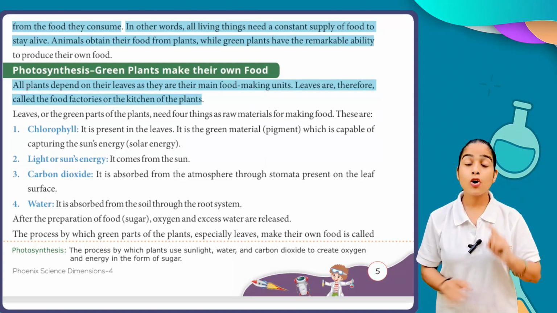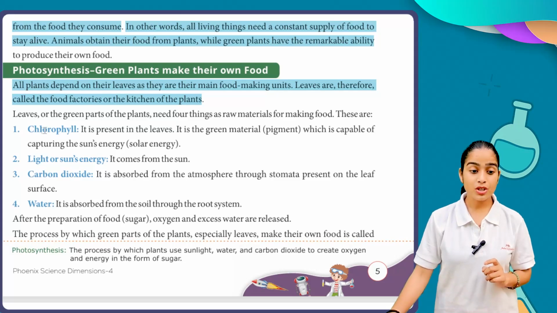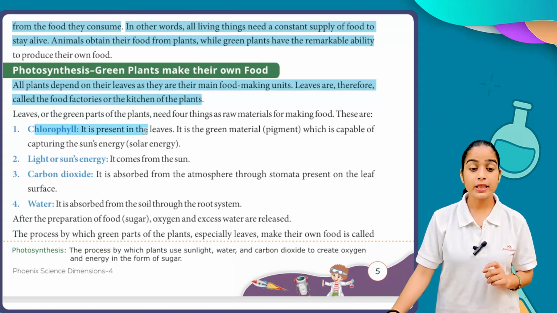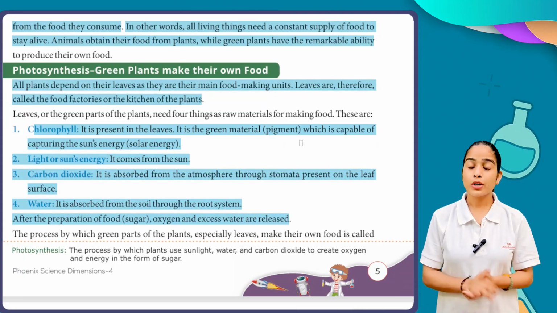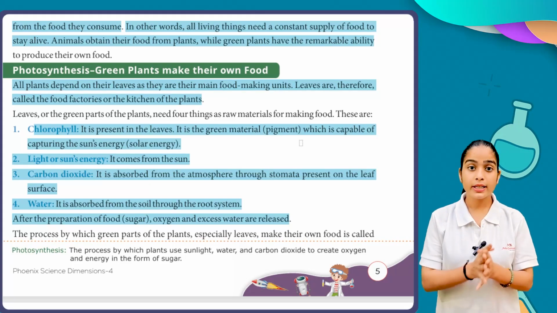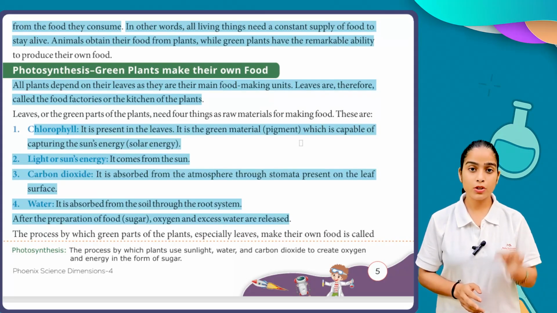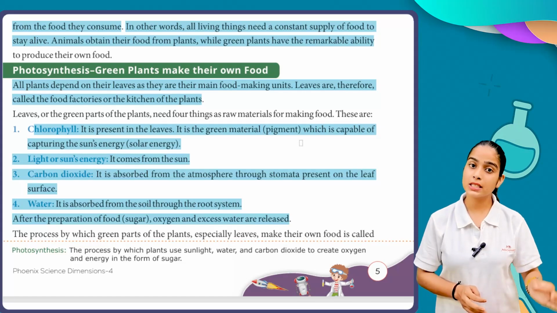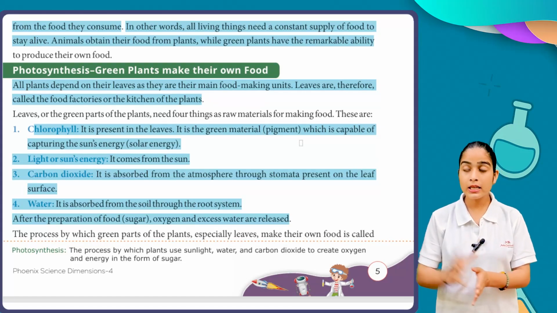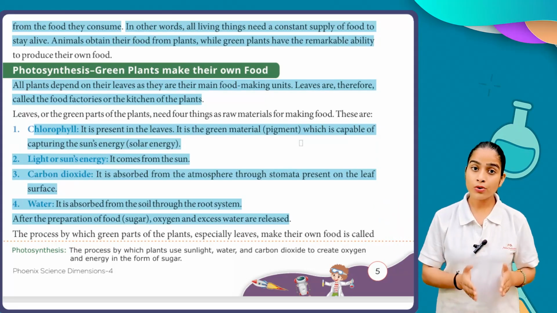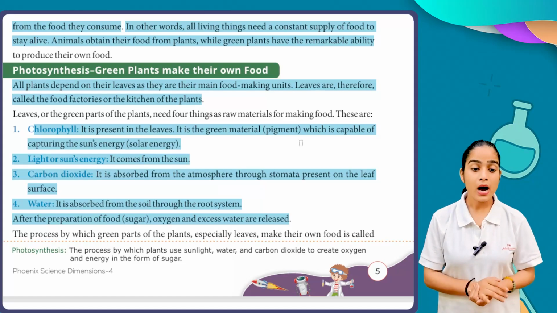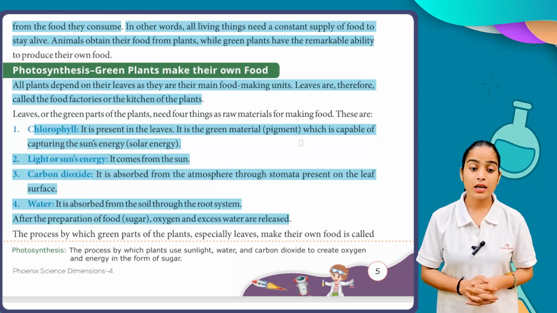The first thing, chlorophyll. As the name suggests, chlorophyll is present in the leaves. It is the green pigment which is capable of capturing the sun's energy. So what we understand here? That leaves are green in color just because of the chlorophyll, and this green color captures the light of the sunlight, and then photosynthesis will start. Now light, or sun's energy, comes from the sun.